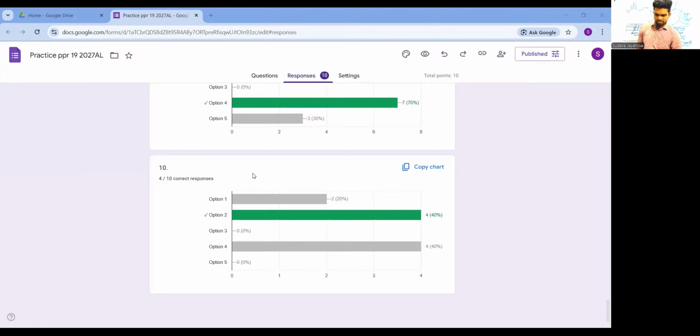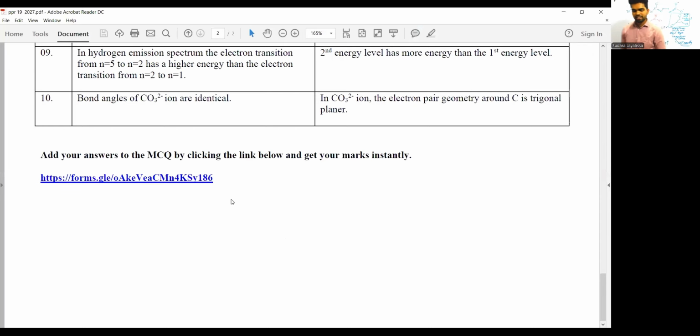Answer 4 means the second one is wrong. Why is the second one wrong? Trigonal planar and it is trigonal. No, the first one is wrong. The first one is not wrong. It is correct. Bond angles are identical. That means those who selected answer 4 haven't focused on the hybrid thing. See, you can learn.